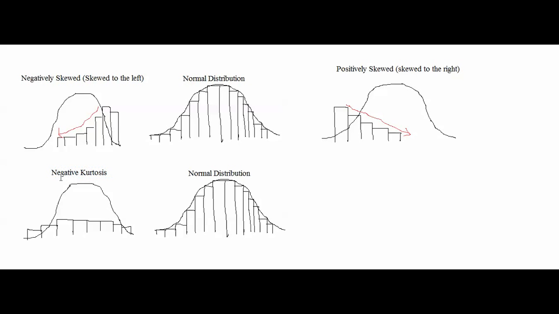You can think of the word negative as meaning it peaks too low. So it might help you remember the name if you think negative means peaking lower than a normal distribution. If it peaks higher than a normal distribution, it's a positive kurtosis.